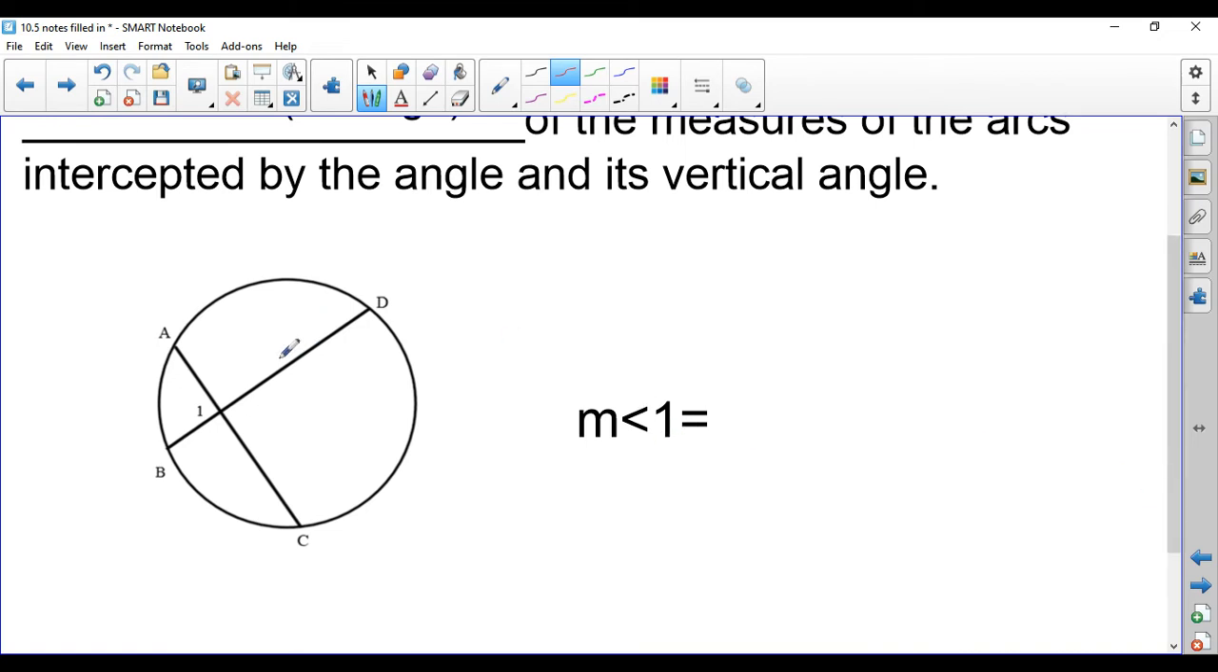I want to find the measure of angle 1. Angle 1 is an angle formed by 2 chords that intersect inside of a circle. The rule says that that angle is going to be 1/2 the sum, the average, of these 2 intercepted arcs: the intercepted arc formed by this angle and the one formed by its vertical angle. So it's going to be 1/2 the sum of the measures of those 2 arcs.